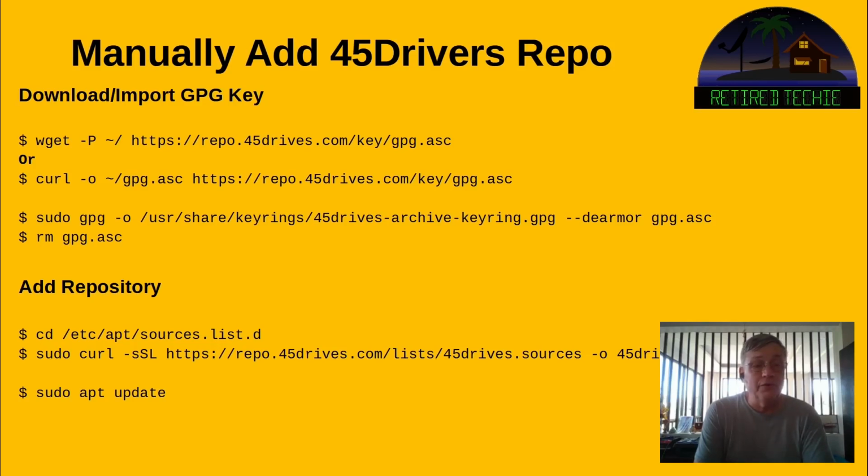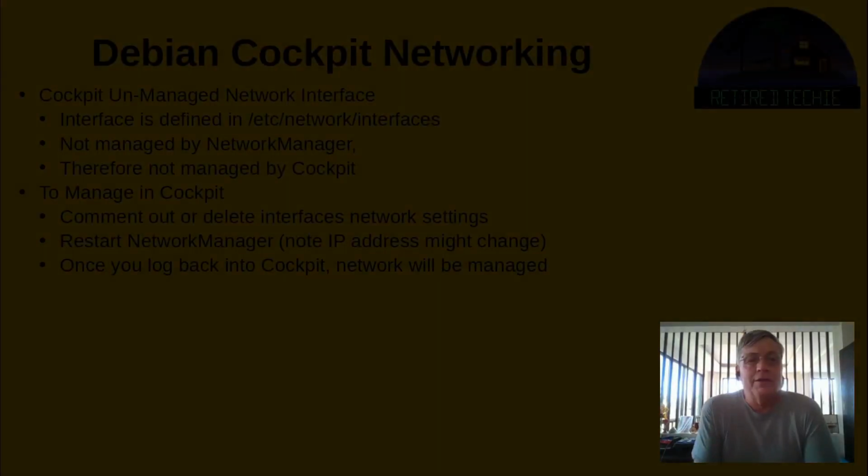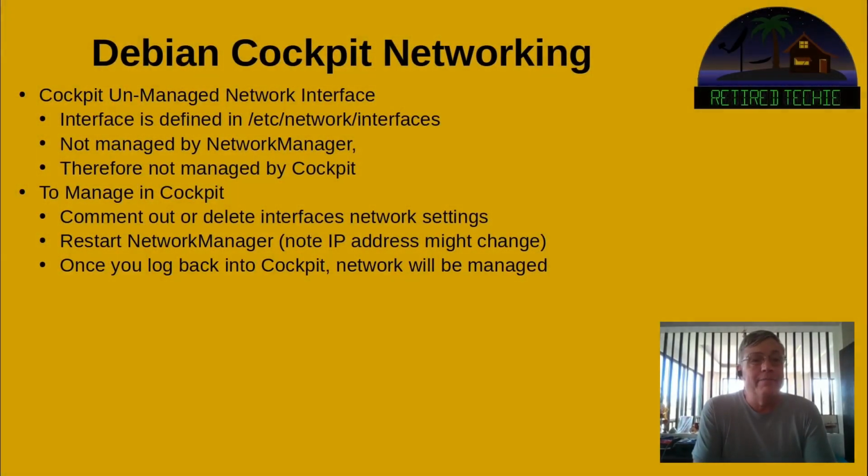We're going to use sudo curl -sSL, where s is silent, big S is show errors, and L follows the link if the file has been linked somewhere else, and our repo, then -O for output, 45drives.sources. Once this is done, you can do a sudo apt update, and that should read the 45 Drivers repo as well.